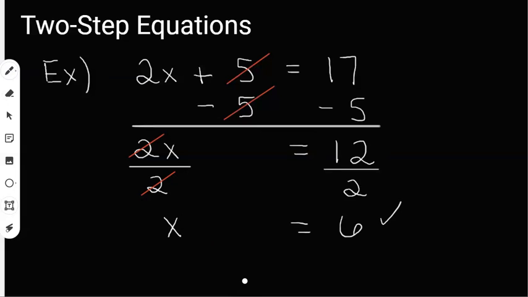So the solution set comes next. That's pretty easy. It's just a set containing 6. That's it. Close it up. And what we're going to do next is we're going to check this. But it's pretty much done just like the others. You start off with the original and you plug in 6. So let's take a look at that.